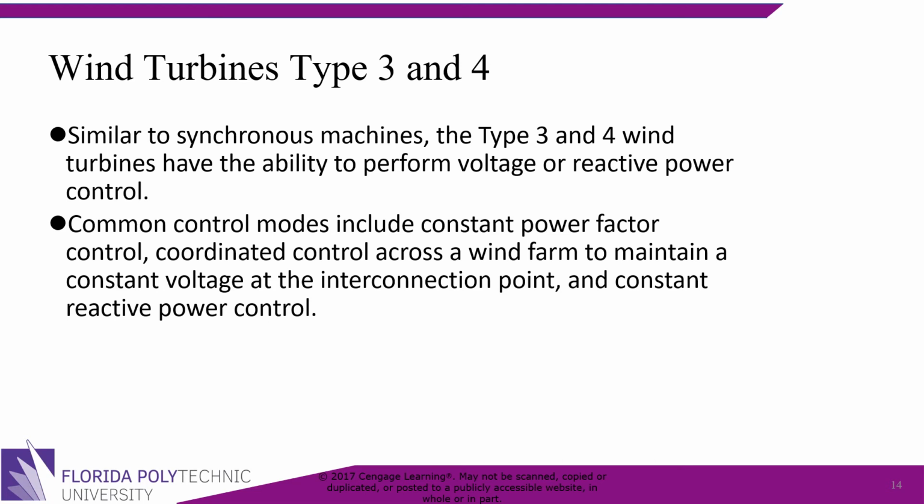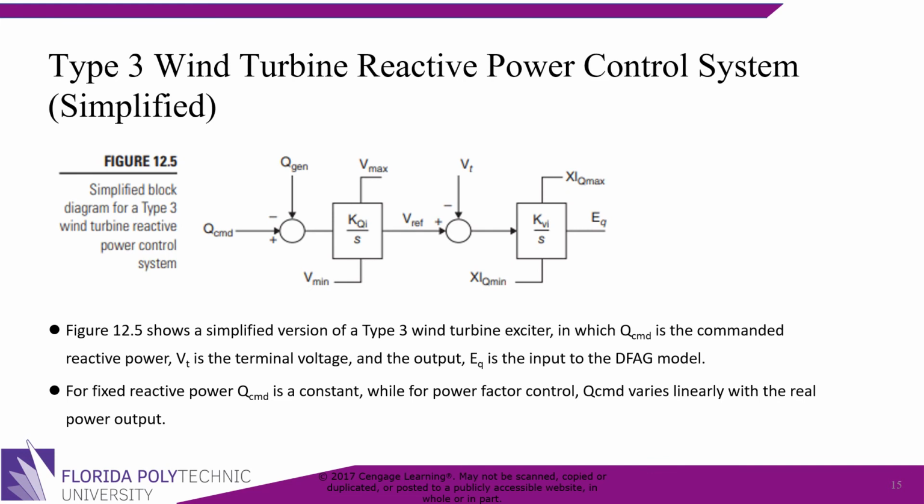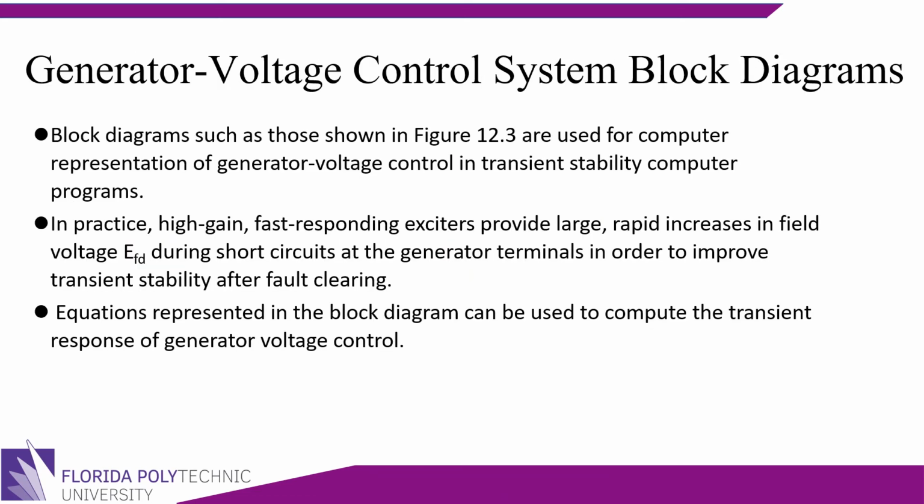Common control modes include constant power factor control, coordinated control across a wind farm to maintain a constant voltage at the interconnection point, and constant reactive power control. Figure 12.5 shows a simplified version of a Type 3 wind turbine exciter in which QCMD is the commanded reactive power, Vt is the terminal voltage, and the output, EQ, is the input to the DFIG model. For fixed reactive power, QCMD is a constant, while for power factor control, QCMD varies linearly with the real power output.